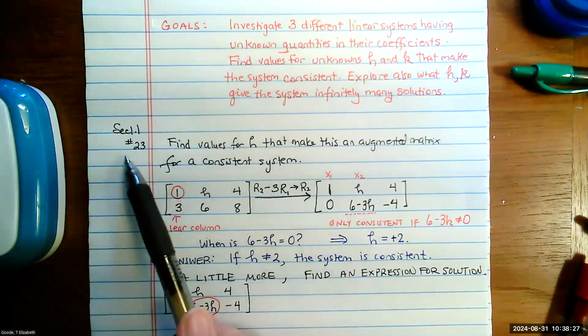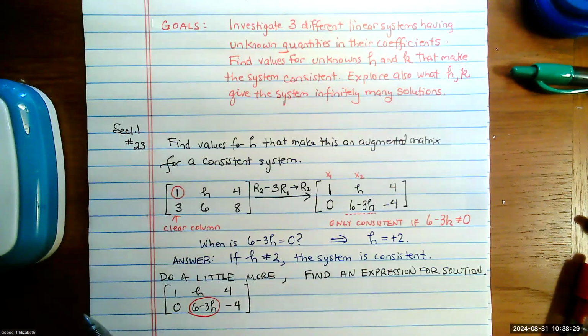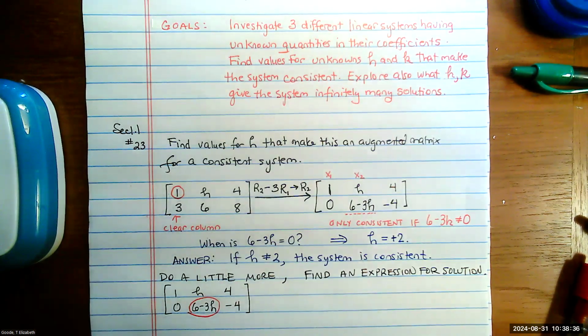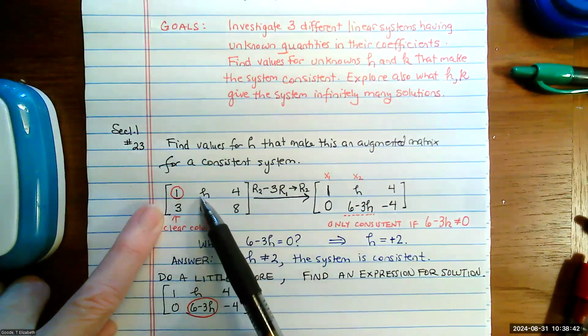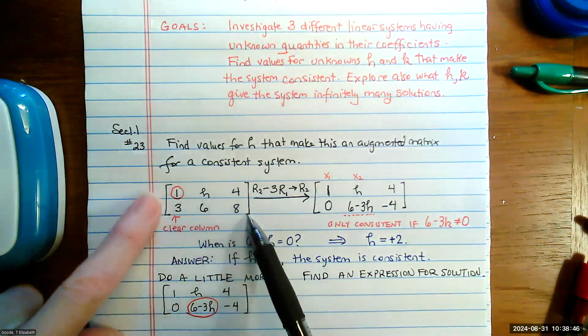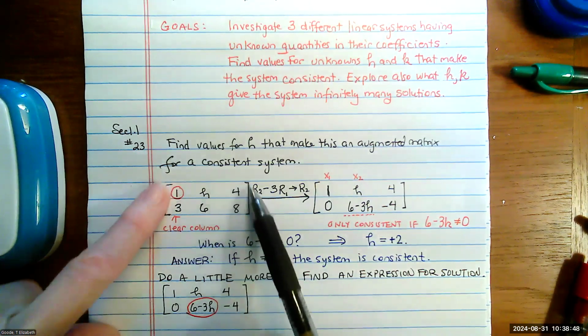Okay. So our first example is number 23 from section 1.1. And we're just asked to find values for h that make this an augmented matrix for a consistent system. In other words, we want to figure out what h is going to make this system consistent. So when we look at the original matrix that's given, it looks just like this.